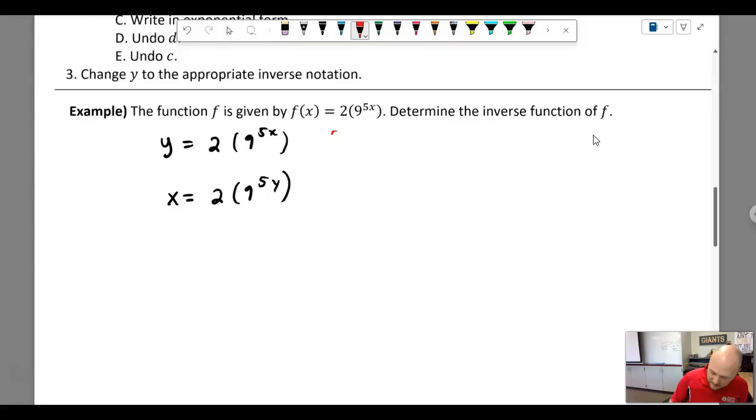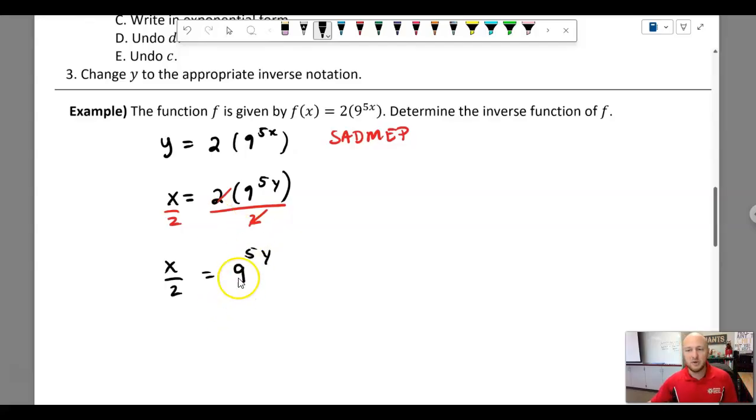Well, I'm going to use, again, reverse order of operations, SADMEP. So I'm going to undo any addition or subtraction. Hey, I don't have any. So, okay, move on. Next, division and multiplication. Well, I'm multiplying by 2. How do we undo that? You divide. So I'm going to divide both sides by 2. This cancels, and I now have x over 2, or 1/2 x, equal to 9 to the power of 5y. So since I have an exponential base 9, you undo that with log base 9.